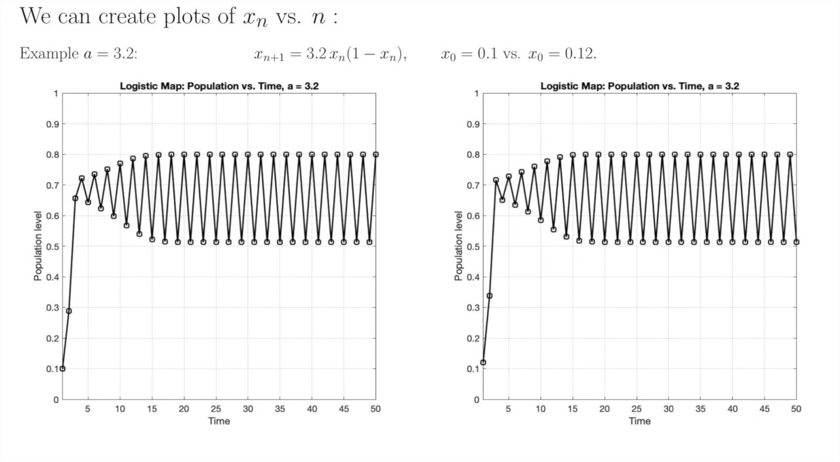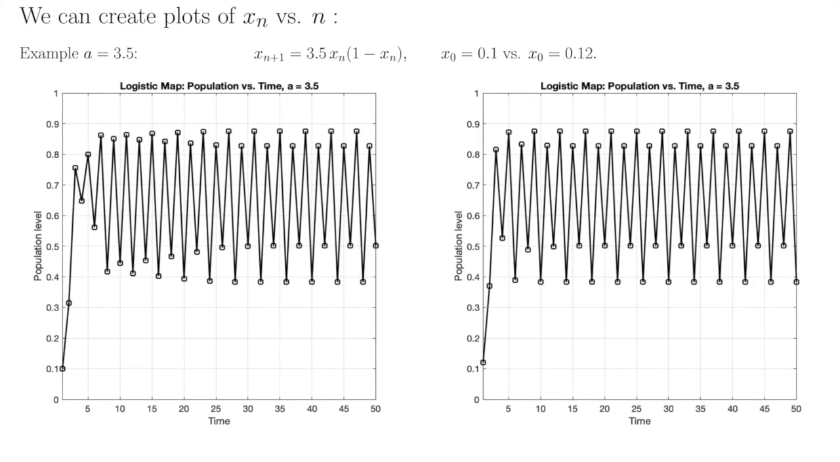Let's increase our parameter now. Here the parameter value is set to 3.5, and again on the left we have a starting level of 0.1 and on the right a starting level of 0.12. Because the seeds are different, there are slight differences in these graphs. You notice them mainly at the beginning, but then both of them trend towards the same type of behavior, and once again you could give a pretty good estimate for what you would expect the graph for 0.11 to look like.